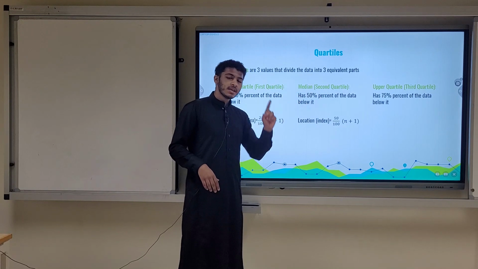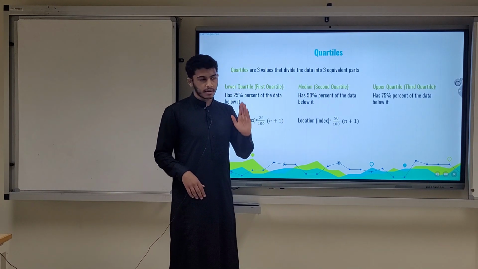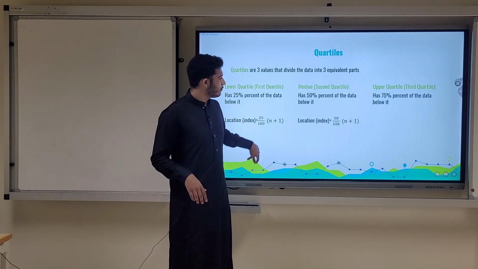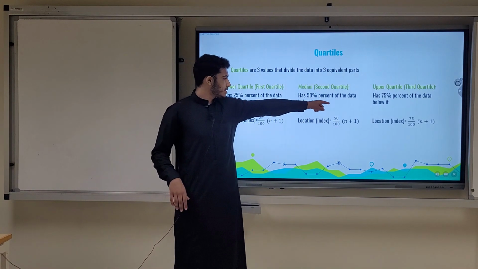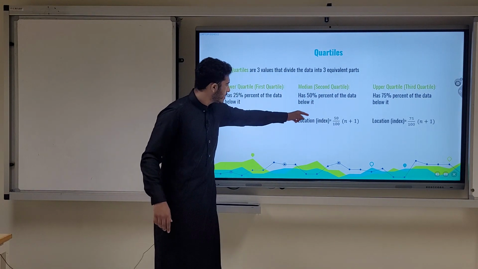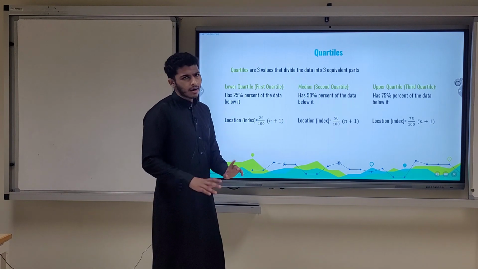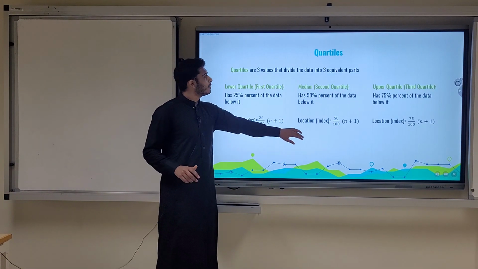Naturally, this is going to have 75% of the data below it. And also it has a formula to find the index of it, which is this one. As we can see, there is some sort of a pattern here. It's not complex, it's extremely easy.